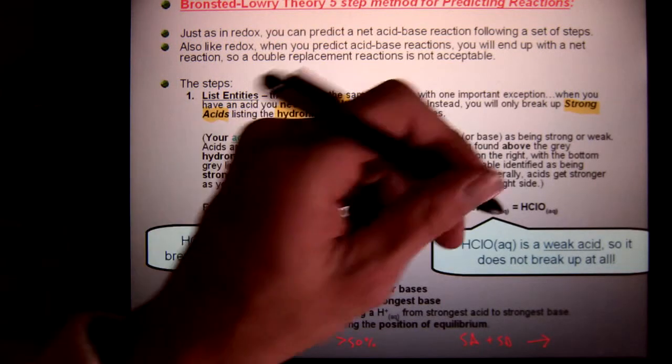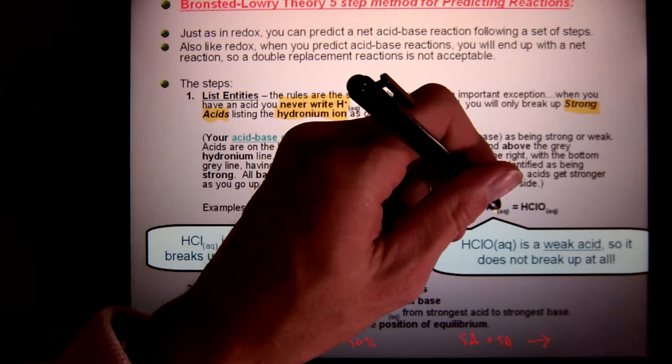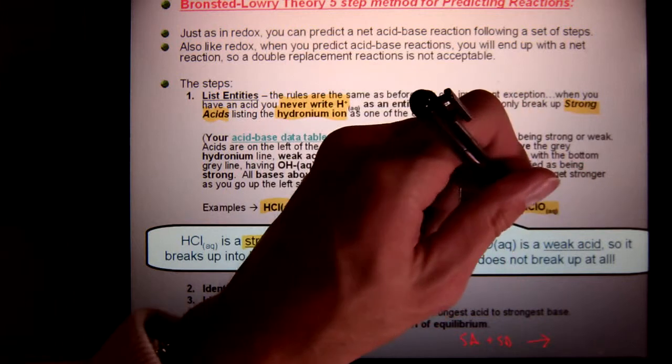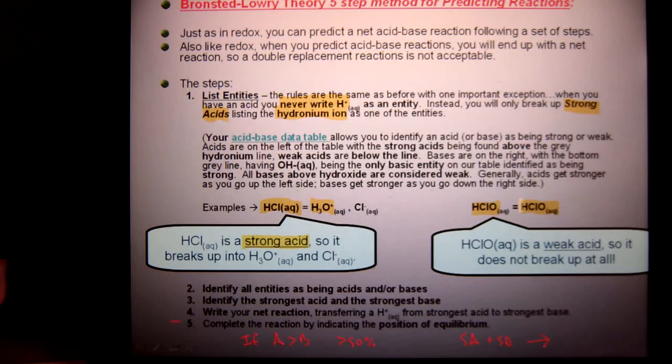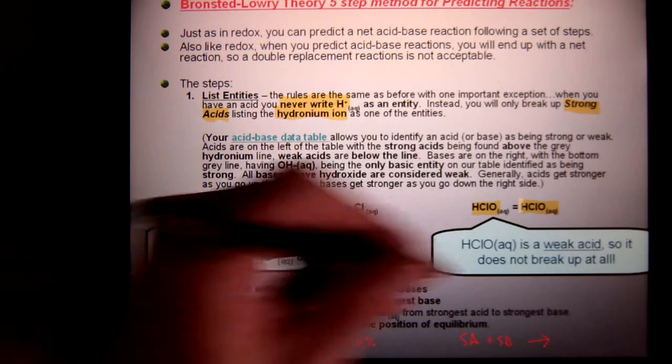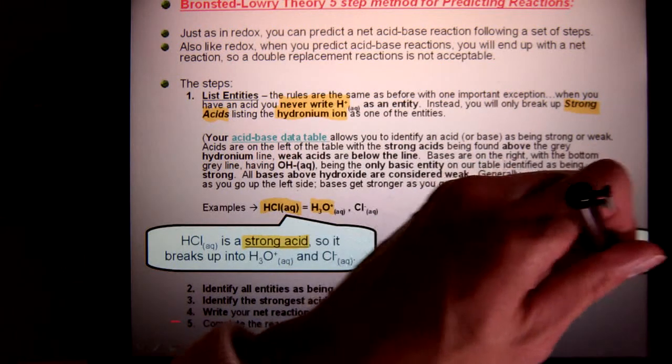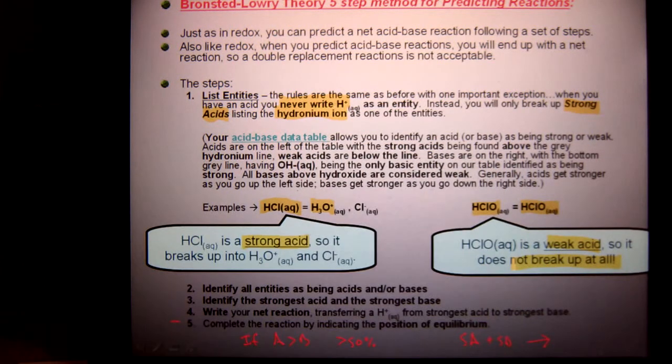If it is below, like hypochlorous acid, notice it does not break up. It's weak, so that means it does not ionize very much. So any weak acid will not break up. Okay, then as before, you identify your entities as being acids or bases, identify the strongest of each, then write your net reaction.